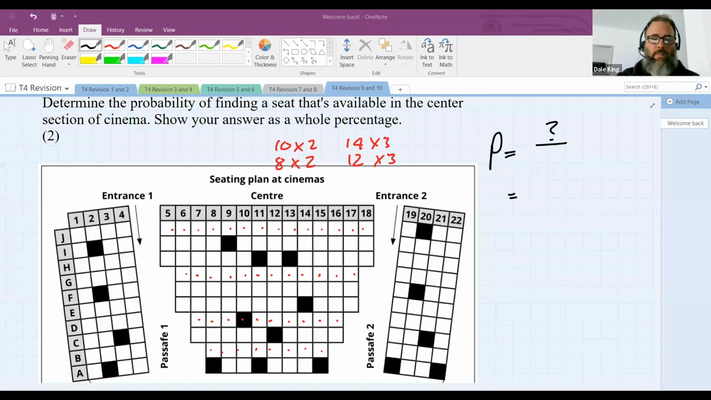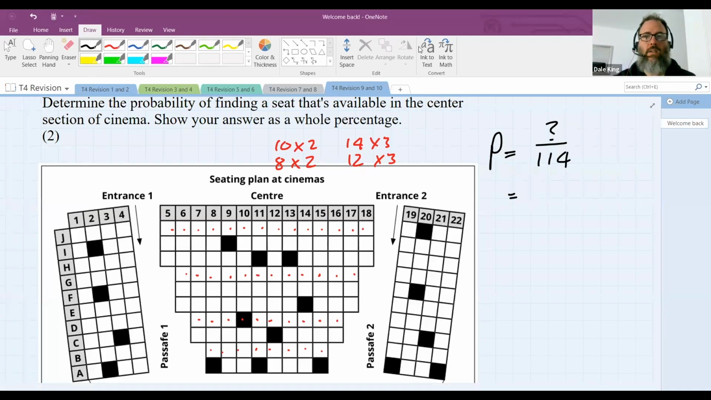So I'll give you guys the total. It's 14 times 3 plus 12 times 3 plus 10 times 2, that's 20. And 8 times 2 is 16. So 20 plus 16. All right, so that's how many seats you've got. It's 114. Now, when you answer this, ladies and gentlemen, in the exam, you've got to show the fraction.